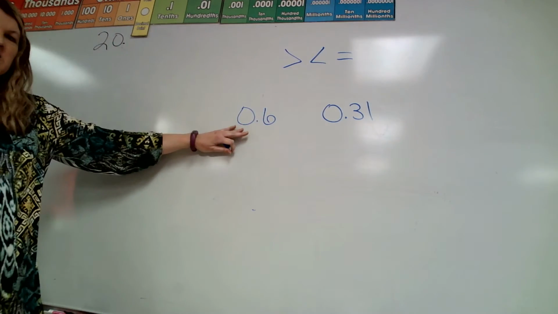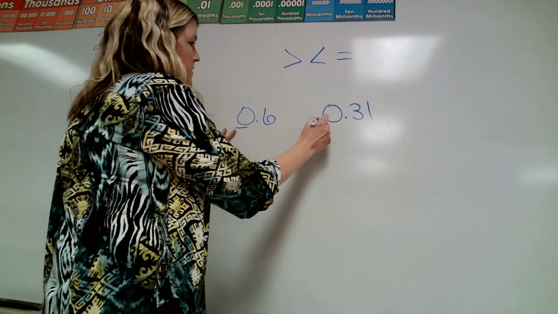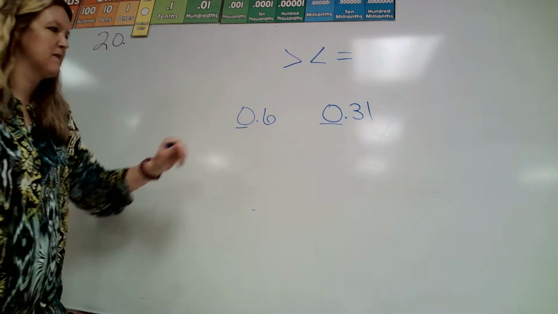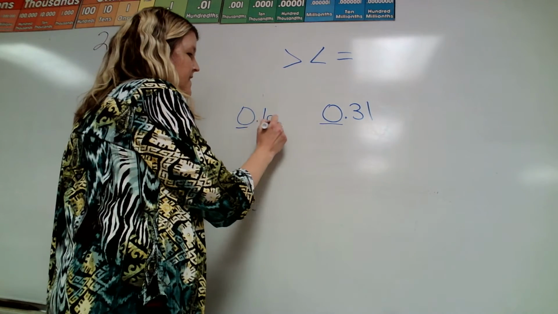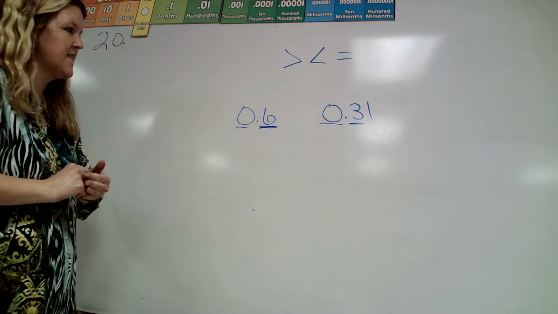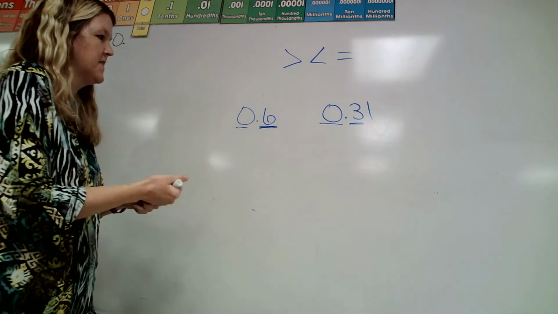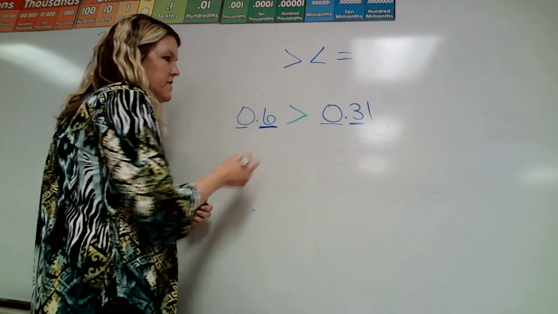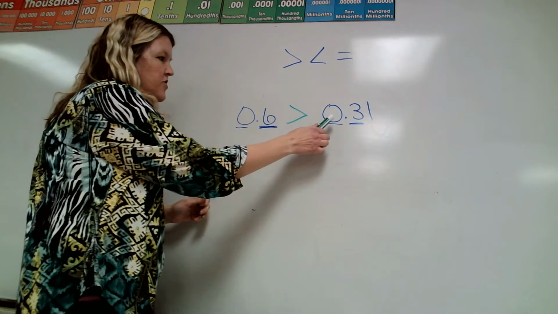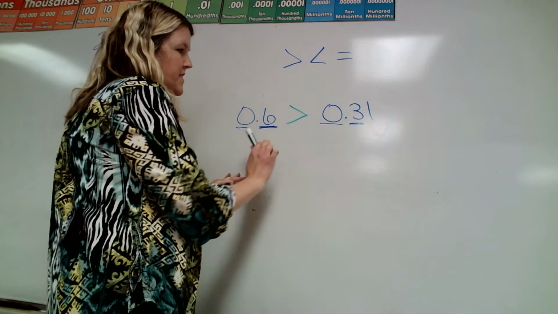I'm going to look at each place value. So both of these have 0 as the whole number. So now I'm going to look at the next largest place value, which would be the tenths place. So because this one has 6 tenths and this one only has 3 tenths, 6 tenths is going to be more than 31 hundredths. So 6 tenths is greater than 31 hundredths. Now, if you look at that, you may not think that that is true because this one has more digits. But 6 tenths is worth more than 3 tenths.